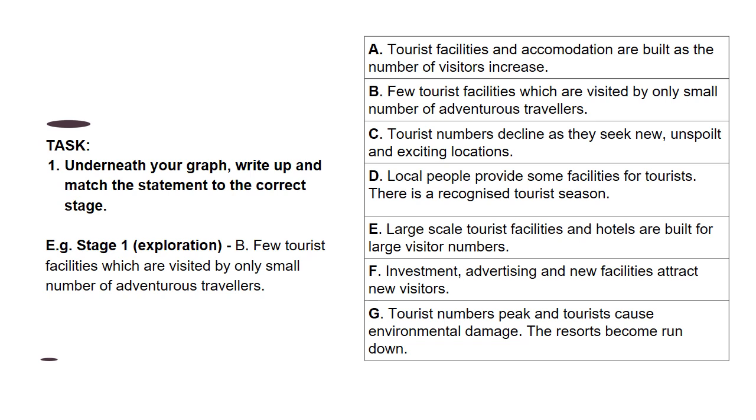And your final task is, underneath your graph, write up and match the statement to the correct stage. So for example, stage 1, exploration. B, few tourist facilities which are visited by only small numbers of adventurous travellers.